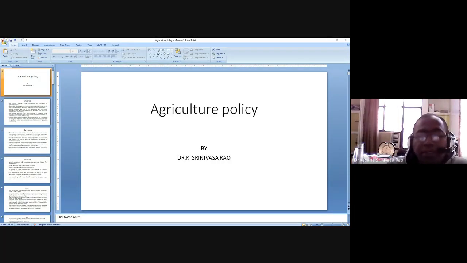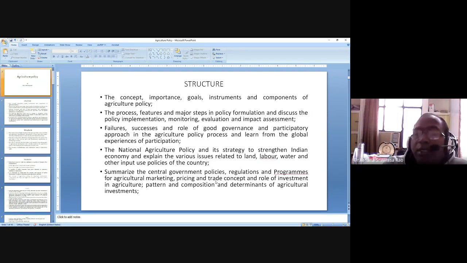Components of it and what is the concept of it, what is the process, what are the features, what are the instruments. So what are the major steps in formulation, policy implementation, monitoring, evaluation, and what is the role of governance, and how the agriculture policy process and the global experiences of participation, how all these things are taking place. So these are the things we are going to discuss today.